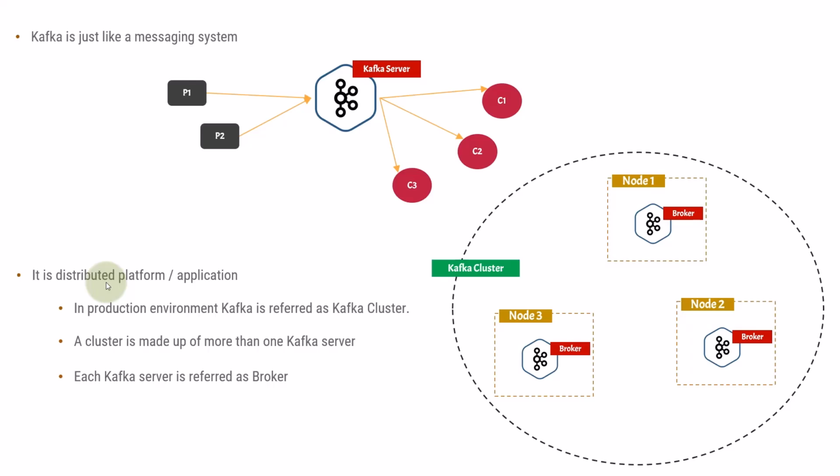Since it is distributed, we'll get to know what the benefits are of making Kafka a distributed platform or distributed application. So Kafka is a messaging system and Kafka is a distributed platform. Now, Kafka is fault tolerant. These days, the system needs to be fault tolerant so that it can work efficiently.